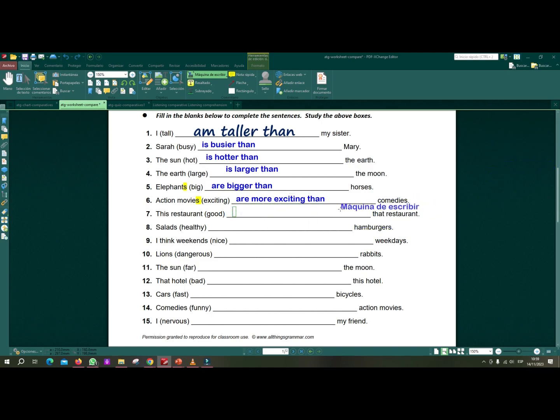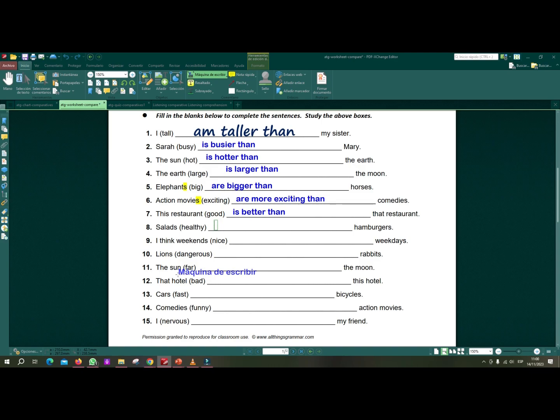This restaurant, which could be this one, Caro? This restaurant is better. Excellent. Better than. Recuerden que good es un adjetivo irregular, por lo tanto, better. So this restaurant is better than that restaurant. Okay, Caro, thank you. Nice.